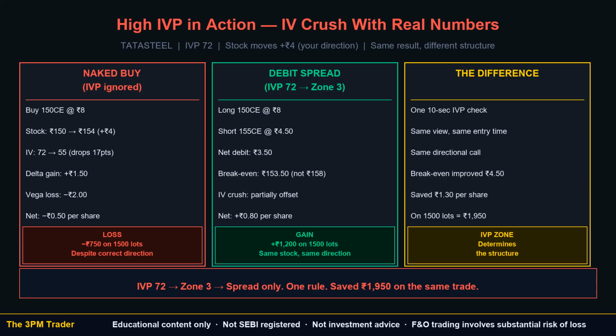Delta gave you a 1 rupee 50 gain from the stock's 4 rupee move, but IV dropped from 72 to 55 over those 3 days. Vega cost you 2 rupees per share. Net, minus 50 paise per share. You were right, you lost.